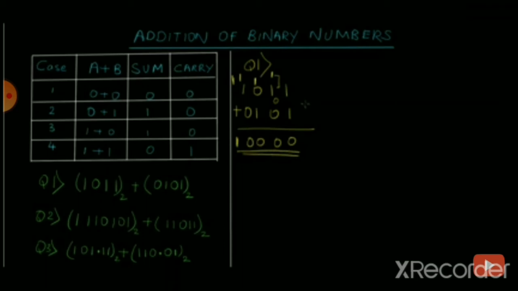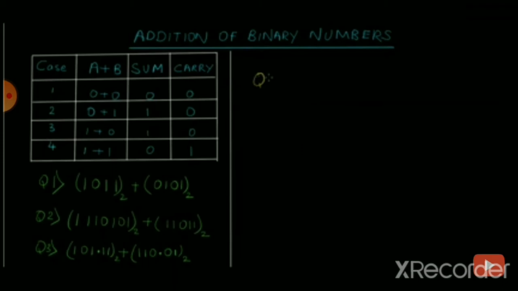Now you must be wondering whether the answer is right or wrong, so you can cross check it by converting these binary values to decimal values. So 1011 converts to 11 in decimal, and 0101 converts to 5 in decimal. If you don't know how to convert these values, we also have tutorials of conversions from binary to decimal and vice versa in this playlist itself, so you can check that out as well. So if you add 11 plus 5, you will get 16 in decimal. Now if you convert this number that we just found out, it would be equal to 16 in decimal. So you can cross check your answers by this simple trick.